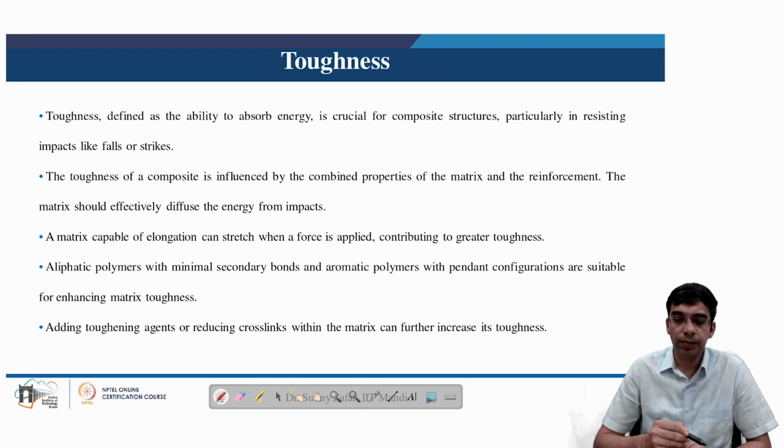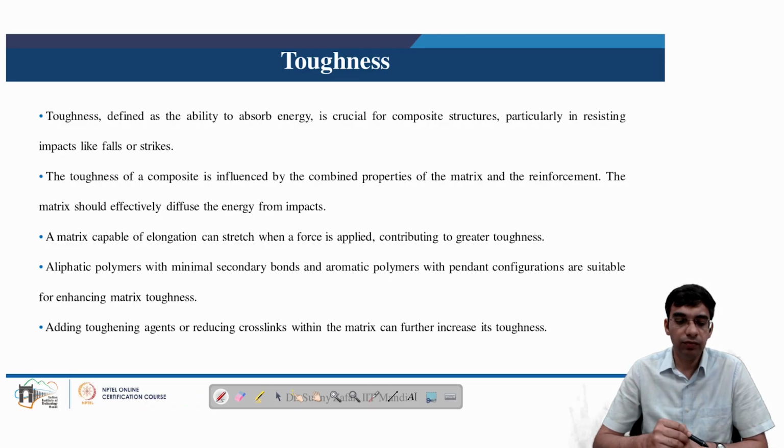Next is the property of toughness. The property of toughness is defined as the ability to absorb energy and is crucial for composite structures, particularly in resisting impacts from falls or strikes. So the toughness of the composite is influenced by the combination of properties between the matrix and the reinforcement.